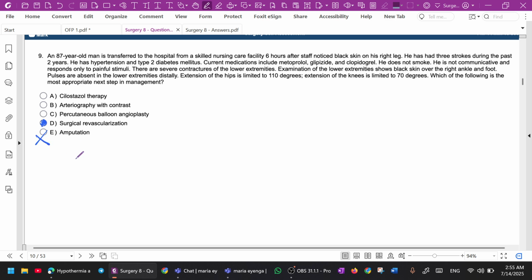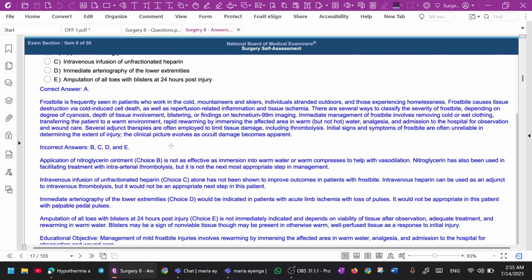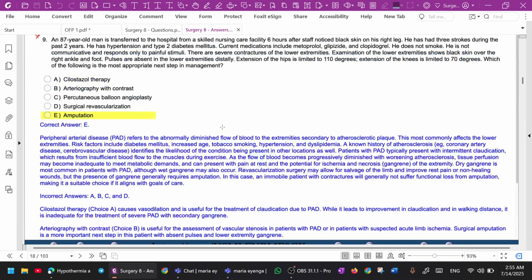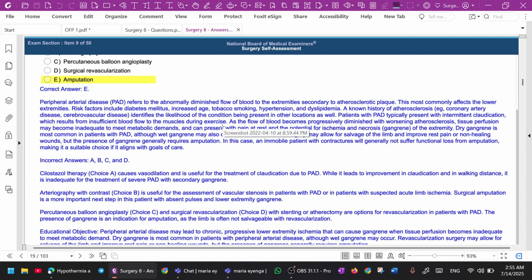PAD, peripheral artery disease, refers to abnormally diminished flow of blood to the extremity secondary to atherosclerotic disease. This most commonly affects the lower extremity. Risk factors include diabetes, smoking, increased age, hypertension, dyslipidemia, a known history of atherosclerotic disease like cerebrovascular disease or coronary disease, which identifies the likelihood of the condition being present in other locations as well. Patients with PAD typically present with intermittent claudication, which results from insufficient blood flow to the muscles during exercise.